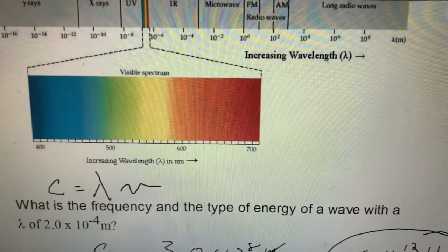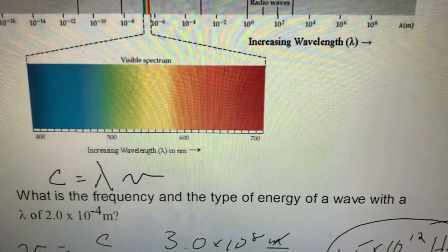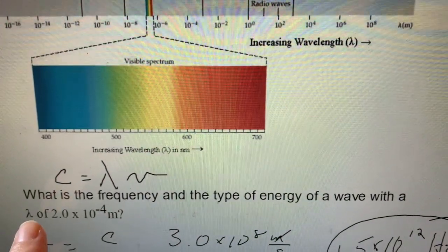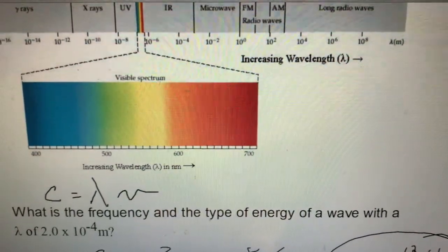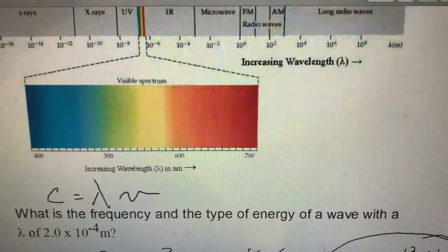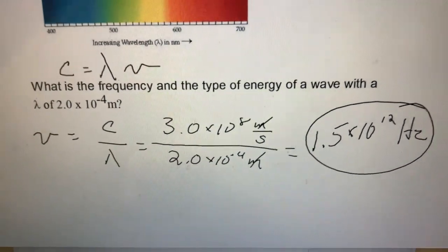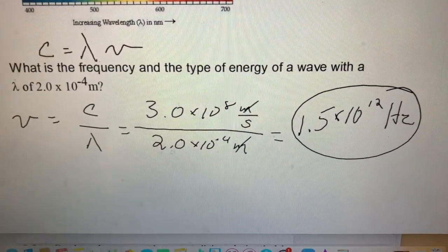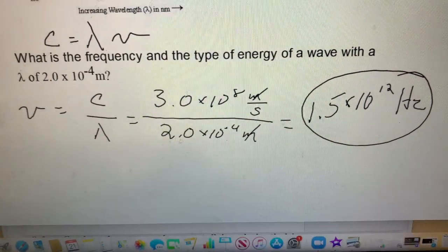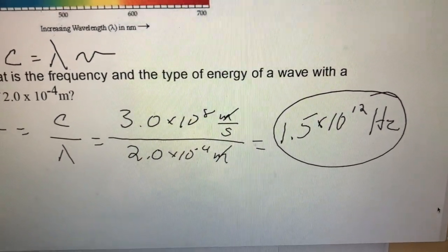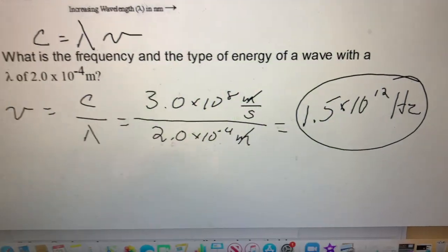What is the frequency and type of energy of a wave with a wavelength, remember that means wavelength, of 2 times 10 to the negative 4th? Pause the video and see what you get. All right, fantastic. So I did my math here, and again, I had a number with 2 significant figures, so I give my answer in 2, and I get about 1.5 times 10 to the 12th hertz.